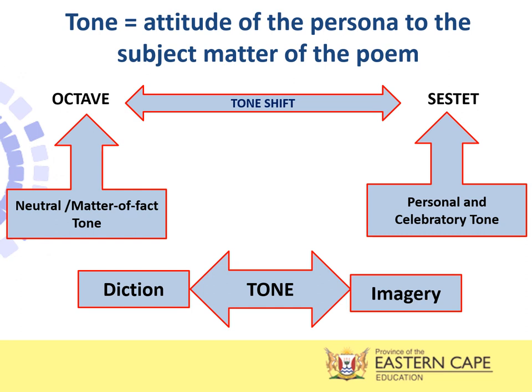In the octave, the tone is very neutral and matter of fact, as if he's just reporting on the illness and death of Felix Randall. Whereas in the sestet, the tone shifts. It becomes far more personal and celebratory as the speaker thinks back on how he ministered to the dying Felix Randall and then how he celebrates his life. And two aspects create the tone. One is the diction, the poet's choice of words, and then the imagery.